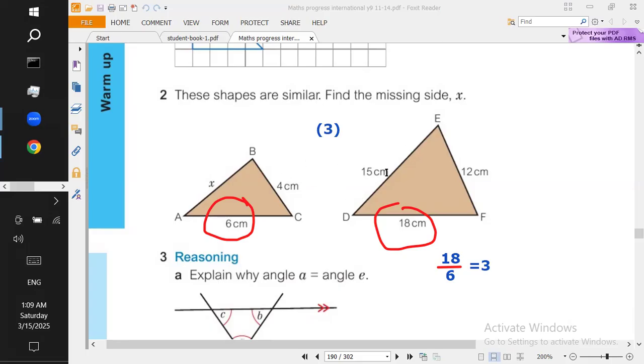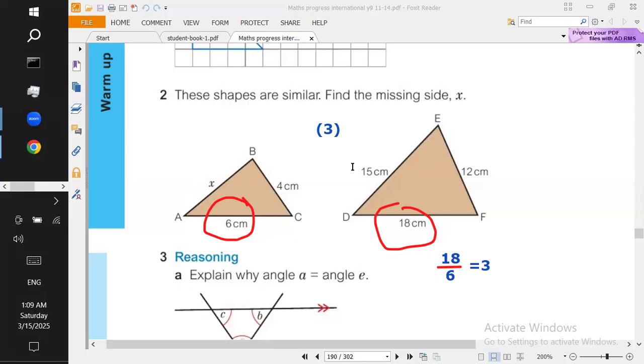So imagine that I'm missing the 12 and I want to find it. And I know that it's bigger because it's in the bigger triangle. So to find the 12, I just take the 4 multiplied by the 3 like this, and it will give me 12.